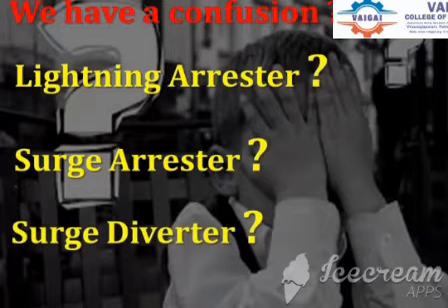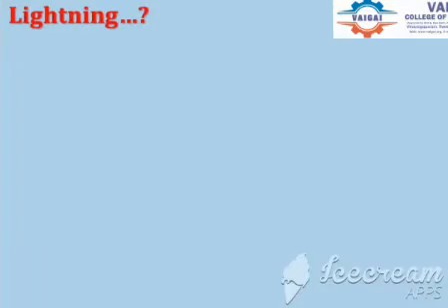Now we will see the difference. What is meant by lightning arrestor? Lightning arrestor is used in outdoor substations in order to protect the transmission line power system from lightning, that is the over voltage. Next one is surge arrestor.